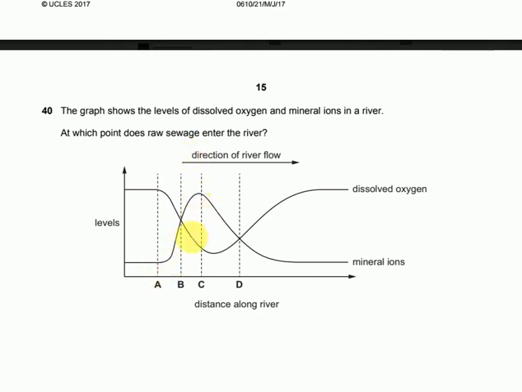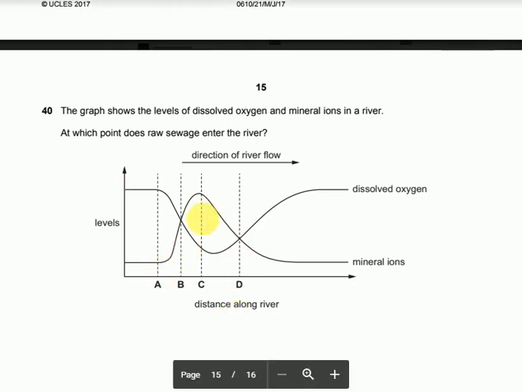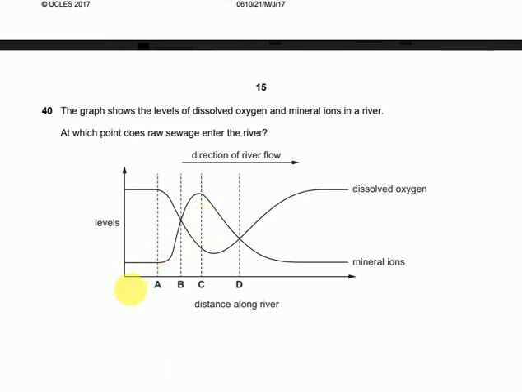As mineral ions increase, that means the different ions in raw sewage, disgusting, would increase, and this is where the drop of oxygen took place, which is a major sign of raw sewage. I am most probably sure, I think it's A. Yeah, the dissolved oxygen is less, and it's A. So we'll just check our answers from 31 to 40.